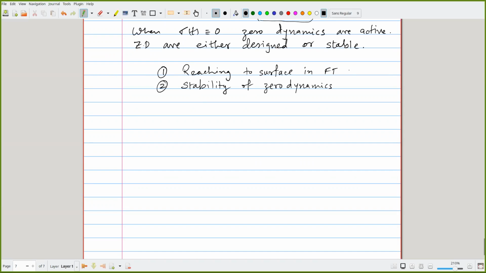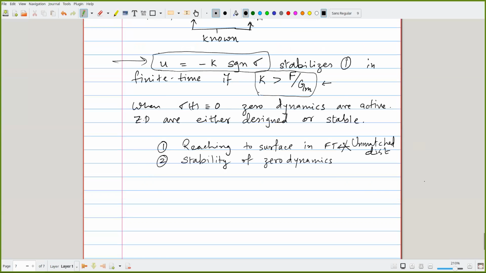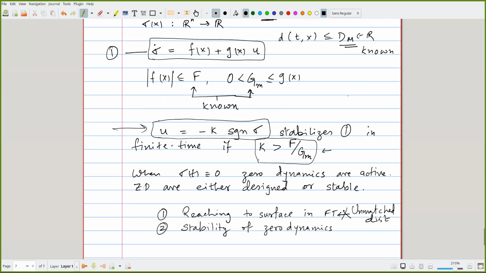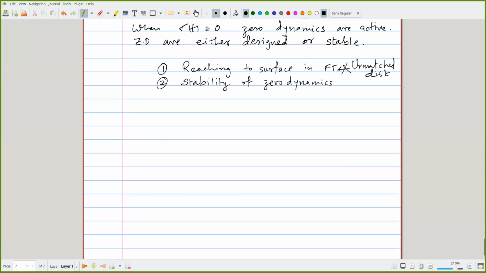Now unmatched disturbance does not affect this. If you have unmatched disturbances somewhere, the disturbance does not affect this component. So even with unmatched disturbance, you can achieve finite time convergence of sigma. There is no problem there. We have demonstrated here that whatever kind of disturbance we have, we can achieve finite time convergence of sigma.